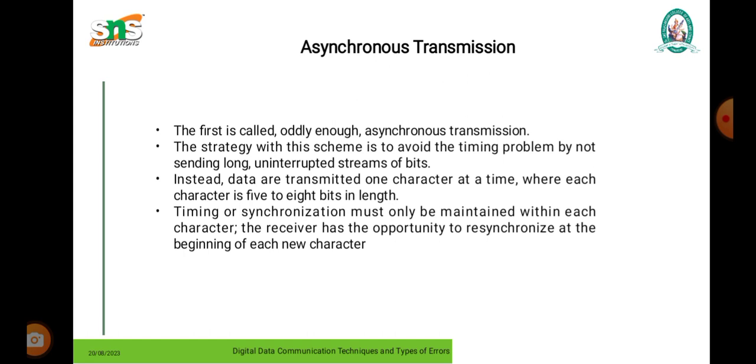And next one is asynchronous transmission. This is the first, and it is called, oddly enough, asynchronous transmission. The strategy with this scheme is to avoid the timing problem by not sending long, uninterrupted streams of bits. Instead, the data are transmitted one character at a time, where each character is 5 to 8 bits in length, and the timing or synchronization must only be maintained within each character, and the receiver has the opportunity to resynchronize at the beginning of each new character. So this is called asynchronous transmission.